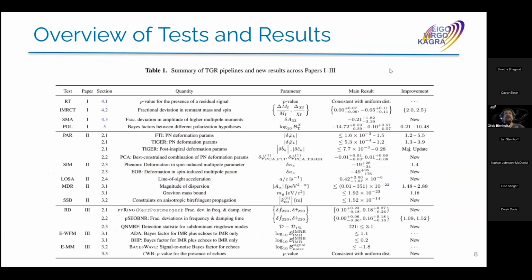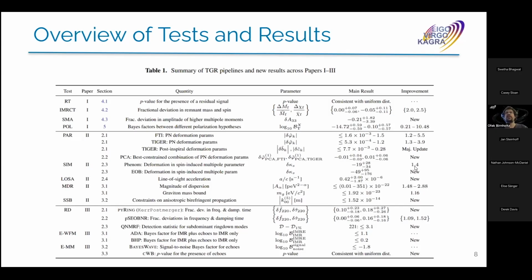Okay, so paper 1 has this overview table and summary, which gives what all of the pipelines are, which paper and which section you can find each one of them, what we actually look for, and a highlight of what is the main result, the best constraint we have, or the best improvement of constraint that we have on that aspect of general relativity relative to either previous gravitational wave transient catalog papers, or if these are new pipelines, what is the new main result and the new thing that we learned performing this test on the data that we have.